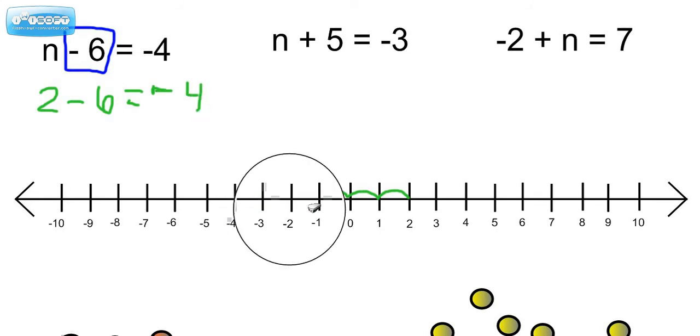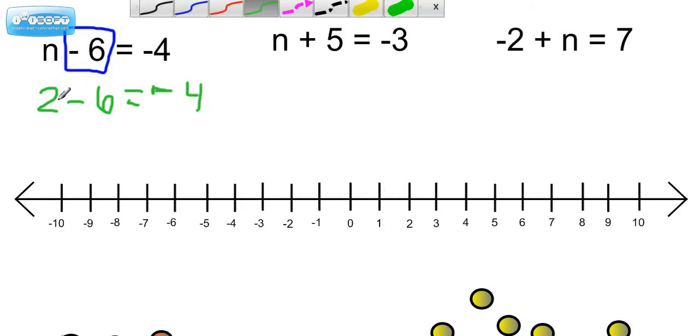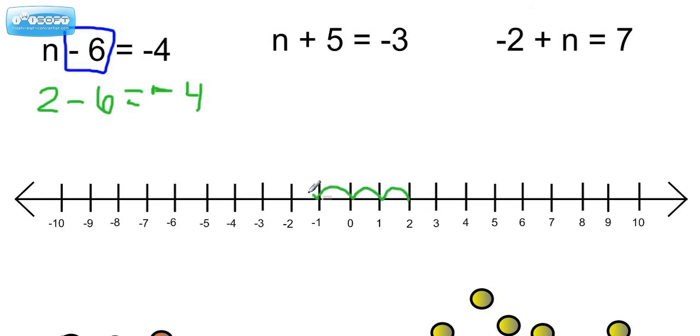Now let's just check it and see if that makes sense. So we're at a 2. We're going to go left 6. That's what this means. 1, 2, 3, 4, 5, 6. And did we land at the negative 4? We sure did.